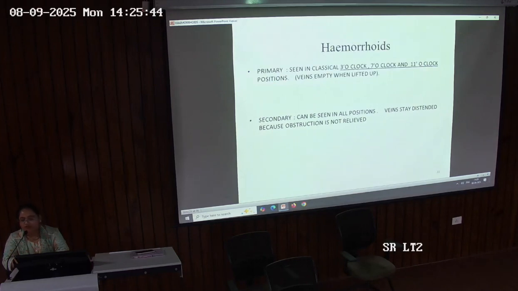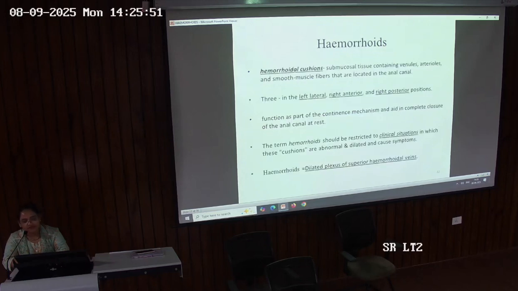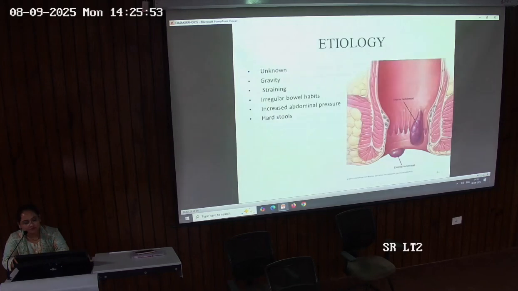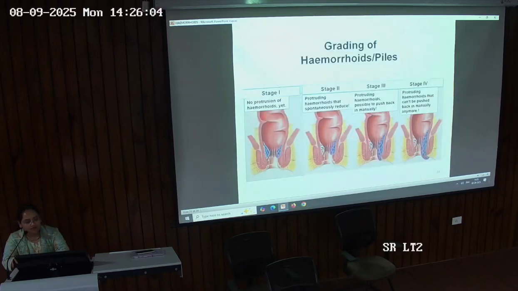Primary hemorrhoids, most common positions are 3 o'clock, 7 o'clock and 11 o'clock, because the anal cushions are present in the left lateral, right anterior and right posterior positions. Etiology for hemorrhoids is unknown: straining, excessive coughing, irregular bowel habits, constipation, increase in abdominal pressure or hard stools.